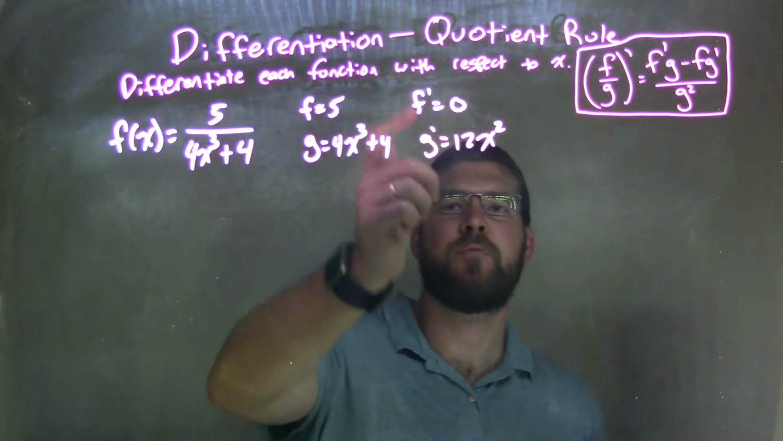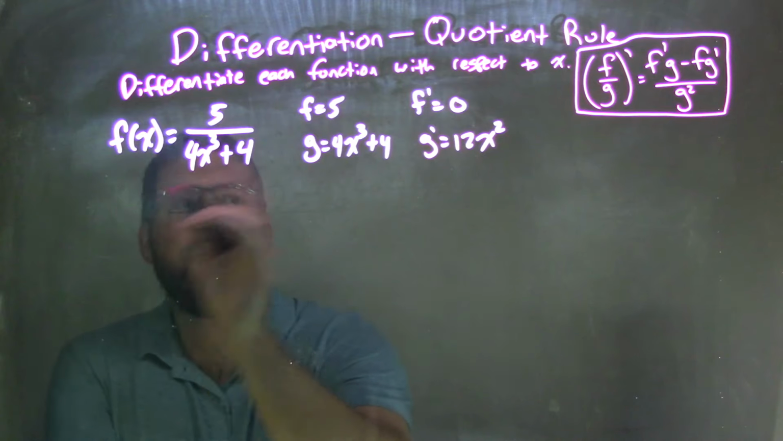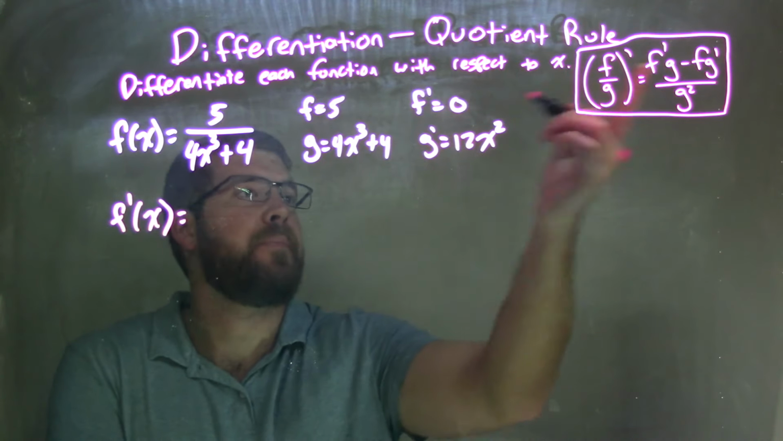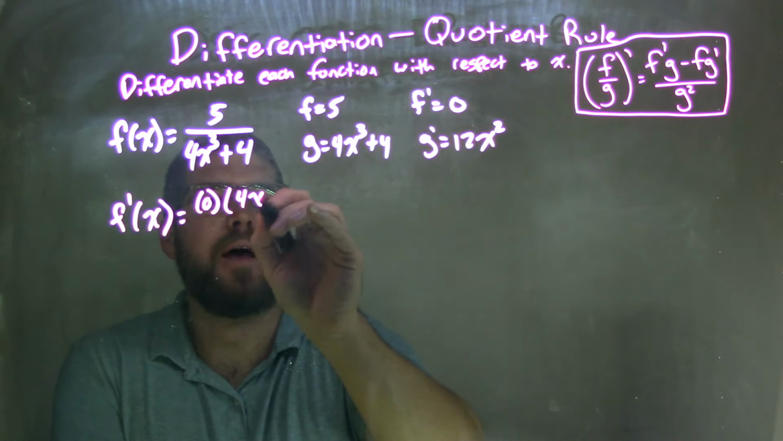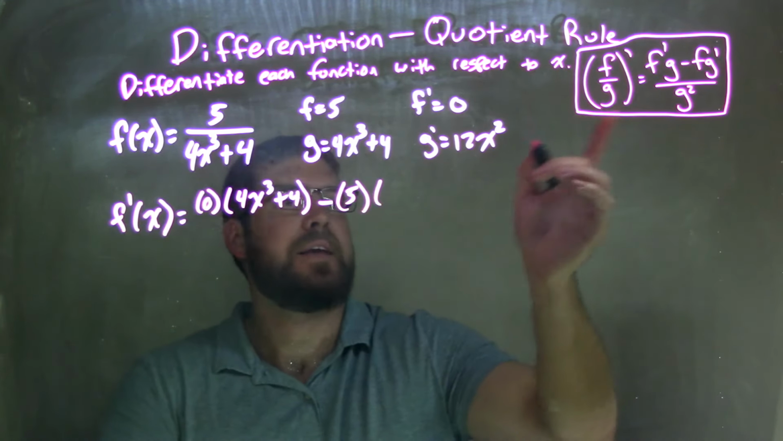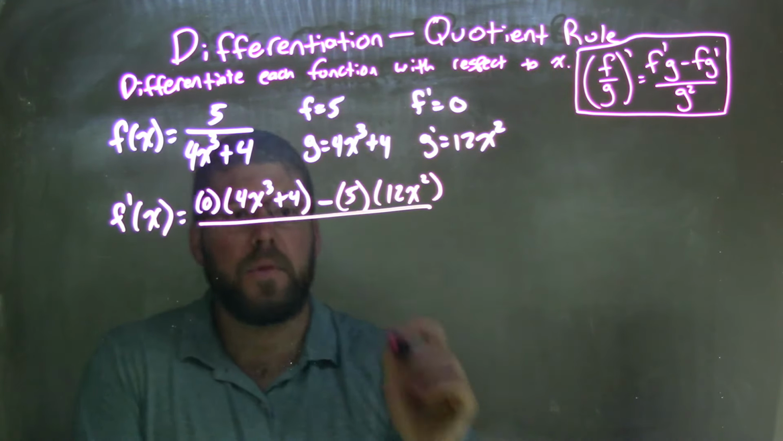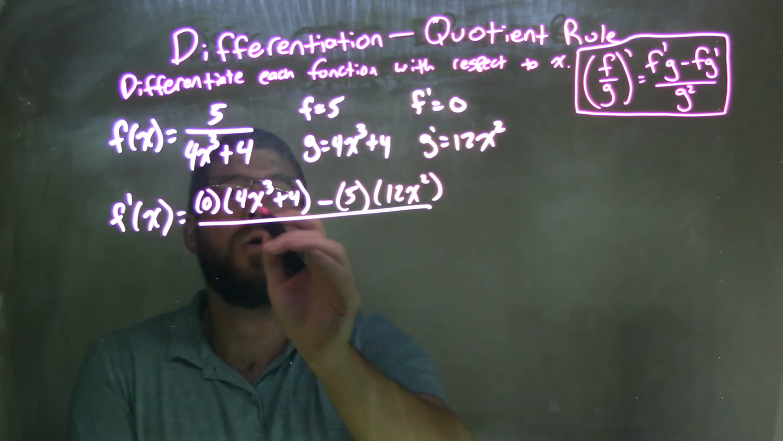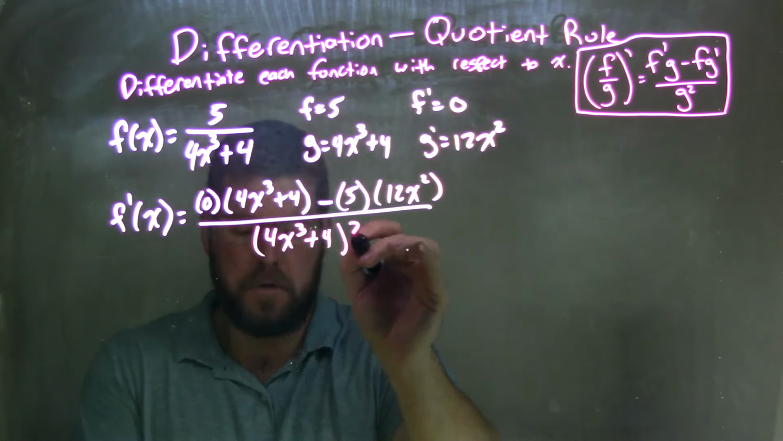So now I have f, g, f prime, g prime. I can apply the quotient rule to my original function, and it's written right up there. So, plug in basically my parts. So f prime of x is equal to f prime, which is 0, times g, which is 4x to the third plus 4, minus f, which is 5, times g prime, which is 12x squared, all over g squared, sorry. 4x to the third plus 4 all squared.